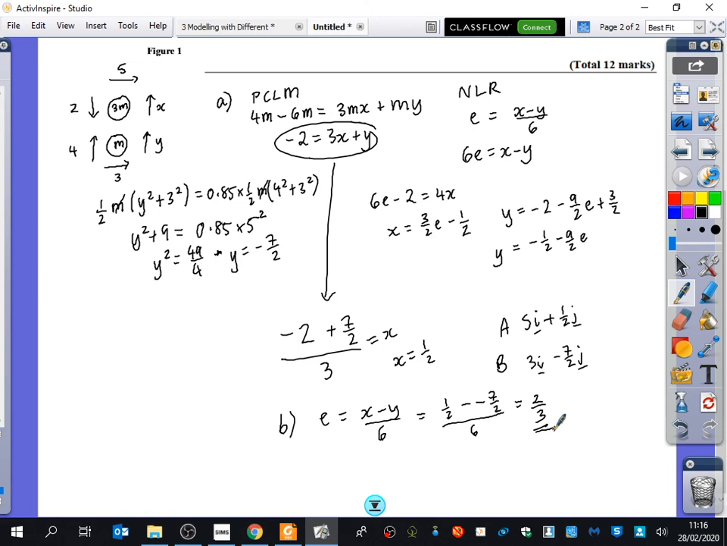With this bit you've got to be careful because you're square rooting, so you know that there could be a positive and a negative. You just need to look back at the context of the question and decide which one fits. I think there are so many ways you can do this question. Okay, I'm going to stop there.